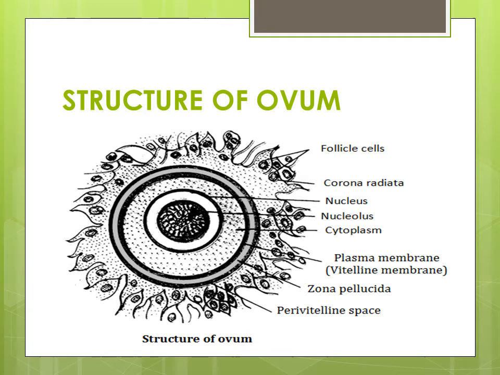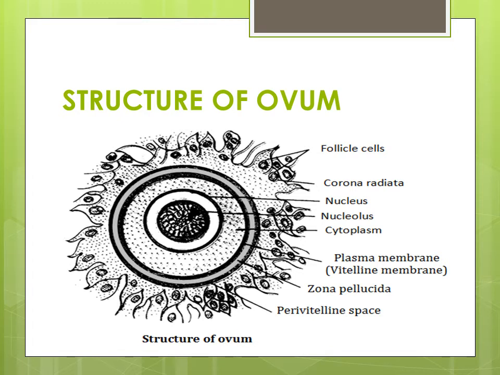Now we will study the structure of the ovum. When you look at the ovum, children, you'll find it contains a nucleus. It has cytoplasm. It has an outer plasma membrane, which is called the vitelline membrane. Then it has a layer which is called zona pellucida, and it has several layers of cells which collectively are called corona radiata.